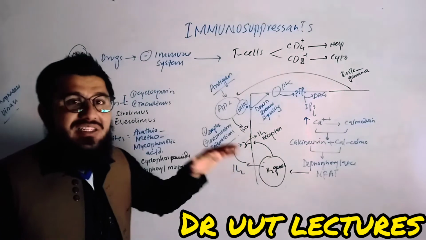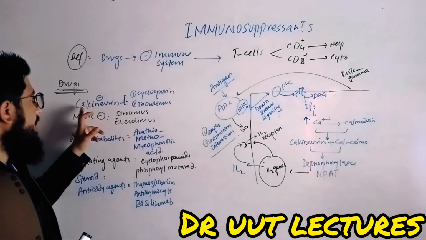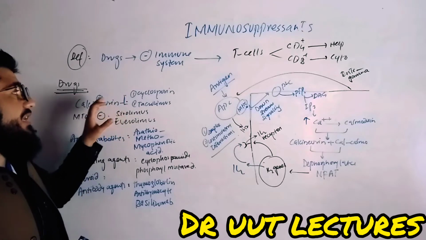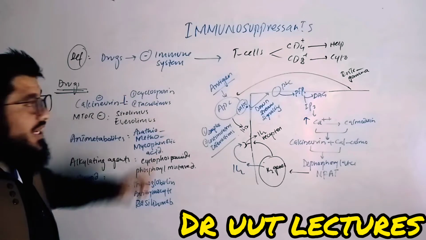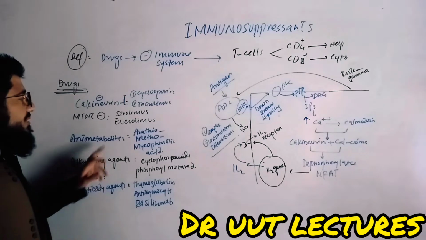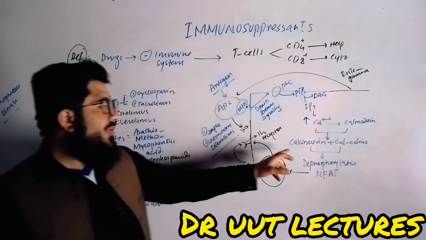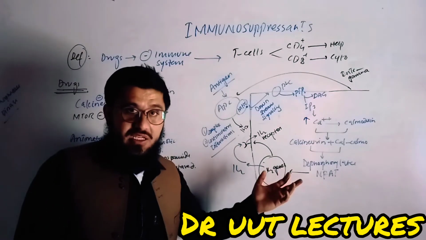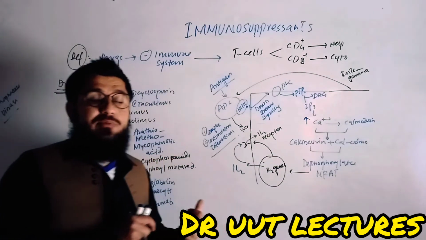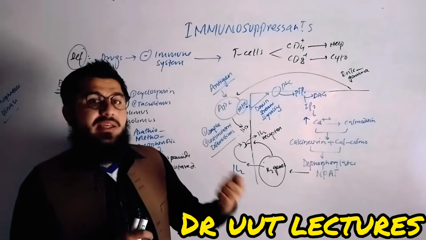So they are actually causing T cell inactivation. Who? Calcineurin inhibitors like cyclosporin and tacrolimus. Now we have mTOR inhibitors like sirolimus and everolimus. In this pathway, we talked about calcineurin, which is actually a phosphatase. Here we have mTOR, which is actually a kinase enzyme.